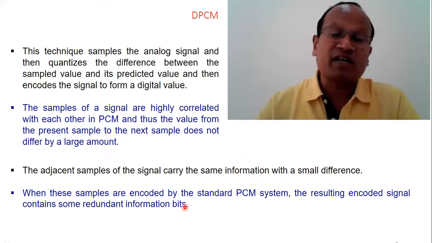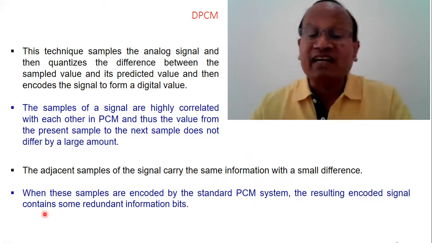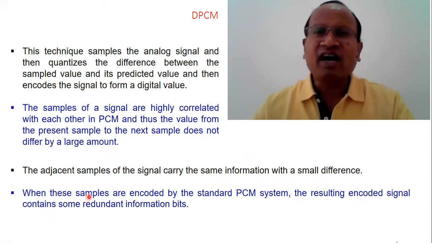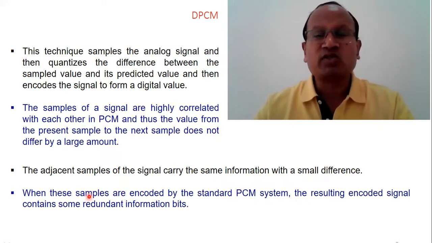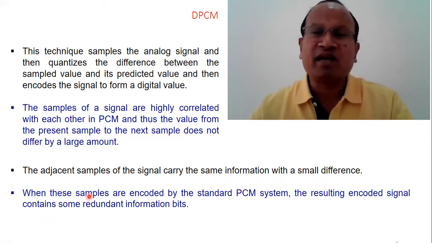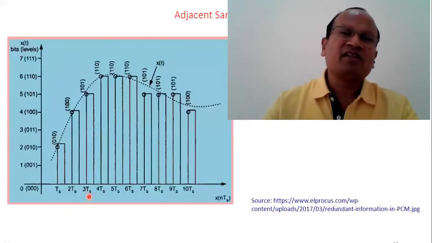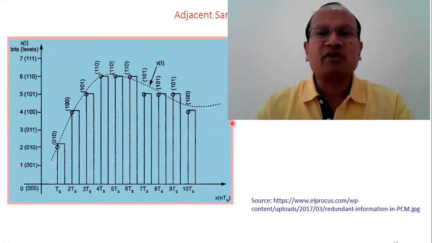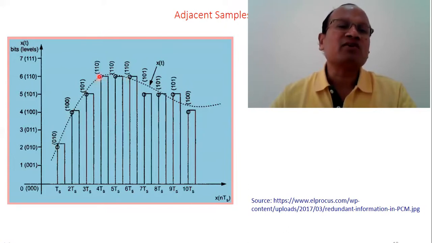When these samples are encoded by standard PCM, the resulting encoded signal contains some redundant information bits. Unnecessarily, you are sending all the samples. So the redundancy in terms of the number of bits used is increasing. That is the main difficulty of PCM, which is overcome by DPCM. This is one picture where you can understand. If you see here, this is 0, 1, 0, 1, 0, 0, 1, 0, 1. So there is a difference. But if you see these three samples, 1, 1, 0, the equivalent value is 1, 1, 0, 1, 1, 0.